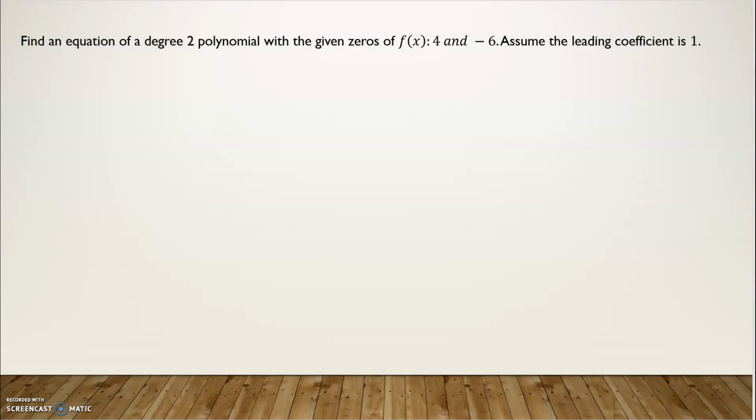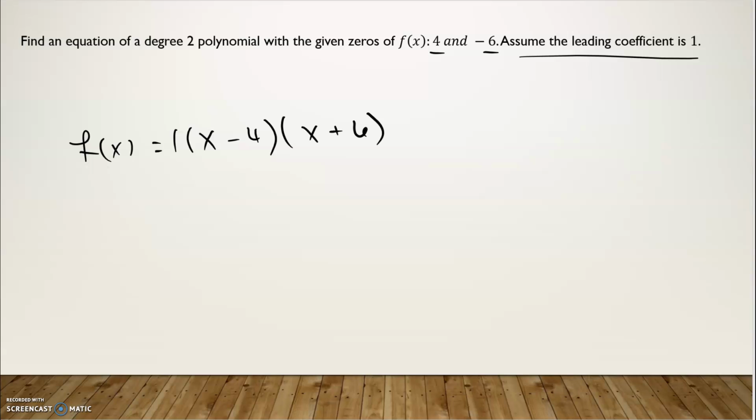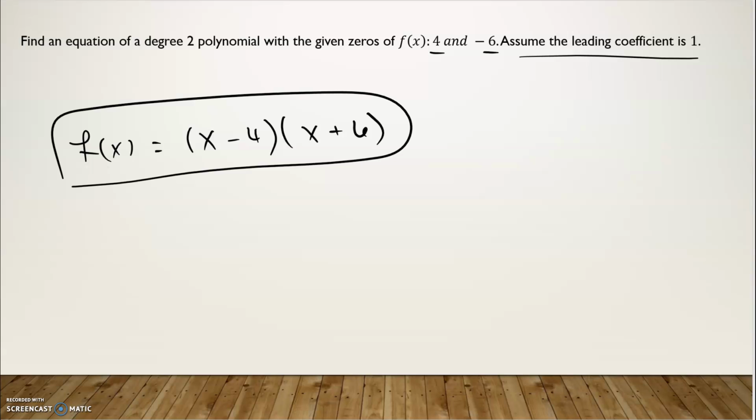Let's look at this one. Find an equation of degree 2 polynomial with the given zeros 4 and negative 6, and we're going to assume the leading coefficient is 1. So f of x, put a 1 here, x minus 4, x plus 6. Okay, take away that 1, don't need it. And then there's our equation.